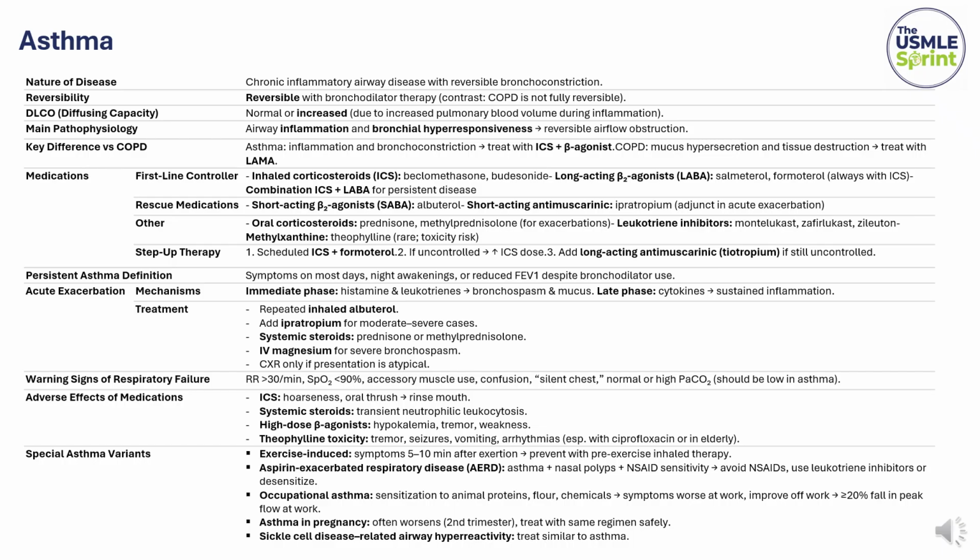Occupational asthma develops from sensitization to antigens such as animal proteins, flour dust, or chemical fumes. Symptoms worsen at work and improve on weekends. The diagnosis is confirmed by a fall in peak expiratory flow of 20% or more at the workplace. Asthma may worsen during pregnancy due to hormonal and immune changes, especially in the second trimester. The same medications are safe and recommended, with careful monitoring. In sickle cell disease, recurrent lung injury can cause airway hyperreactivity that mimics asthma and should be treated similarly.